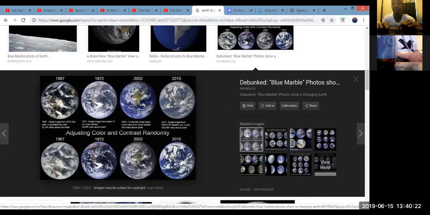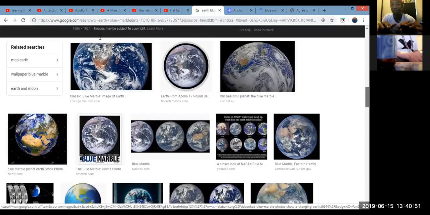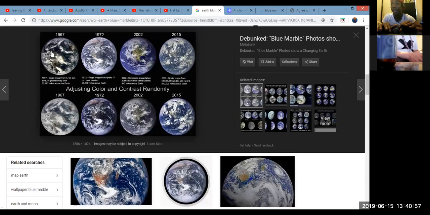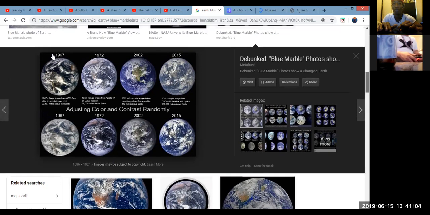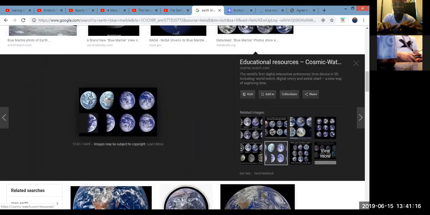From 1967 to 2015, right? If y'all think these are real pictures of the planet, we have a whole other problem. We never got a real image of the planet with all these satellites and all these missions from 1967 to 2015. Look at this. That's what they give us. I'm going to keep this image in your head. Look at this. How did they do this?